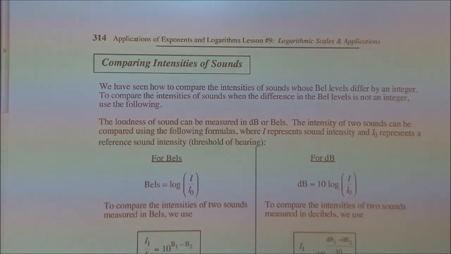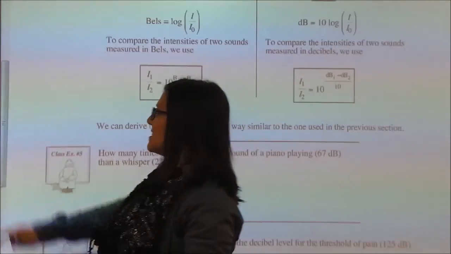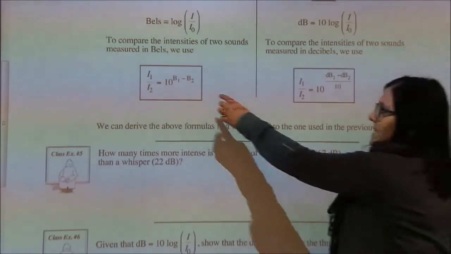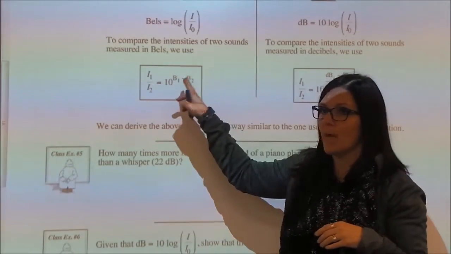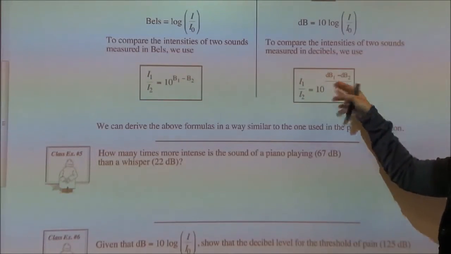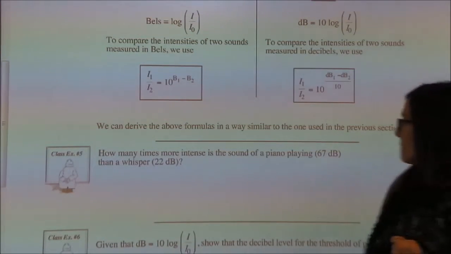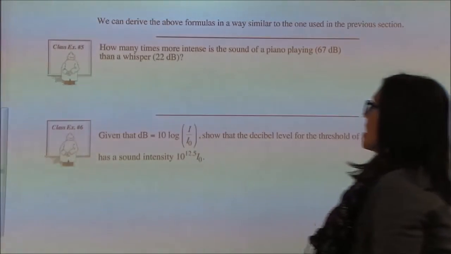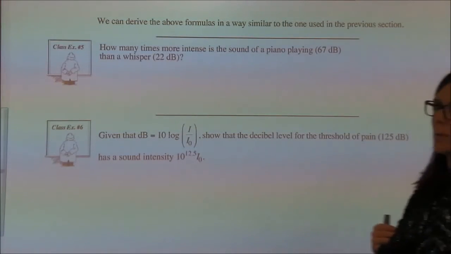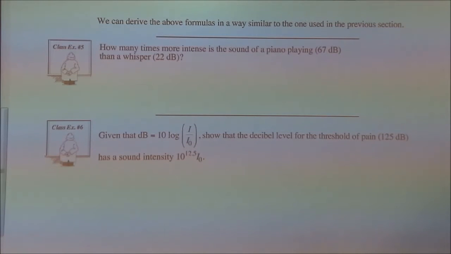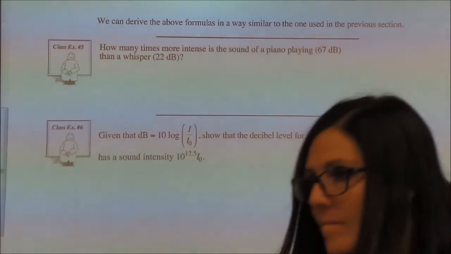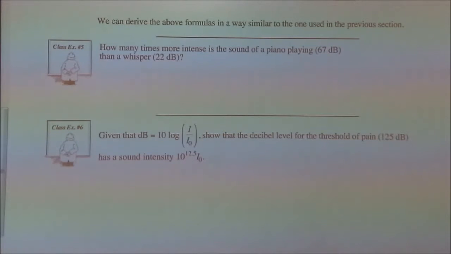Okay, so again, comparing the intensities of sound is the same as comparing the intensities of magnitude for an earthquake. It's 10 to the power of the difference between the intensities. The thing to remember is when I'm dealing with sound, I have to be in bells. If the measurement's given to me in decibels, I just have to divide it by 10. Okay? So question number 5. How many times more intense is the sound of a piano playing than a whisper? So how would I calculate that? What would you do?